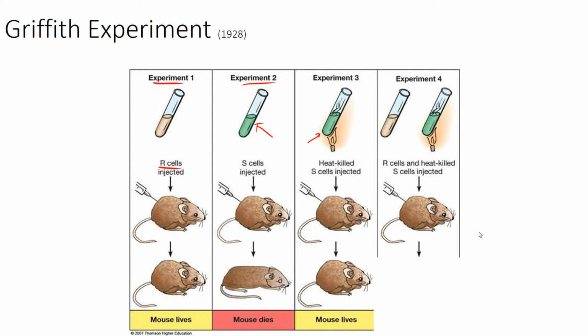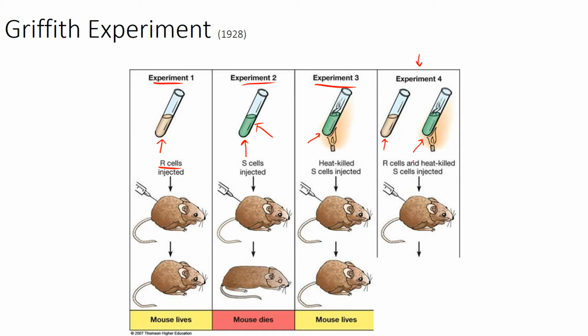So we've done these 3 experiments, and this helps us set up for the 4th experiment. We have these conditions that we know of already. We know that the R cells are safe. We know that the S cells are deadly. We know that the S cells that are killed are safe. And so now what we're going to do is take some safe bacteria, and we're going to take some deadly but killed bacteria.